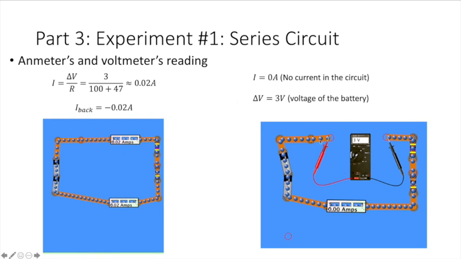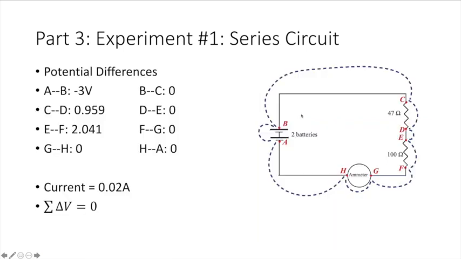And here I replace the ammeter with a voltmeter. And my current equals 0, and my voltage equals 3 volts because that's the voltage of the battery.